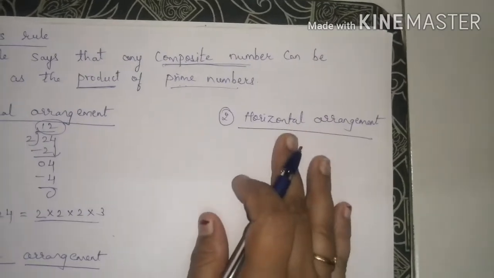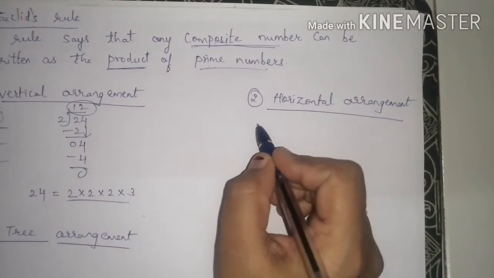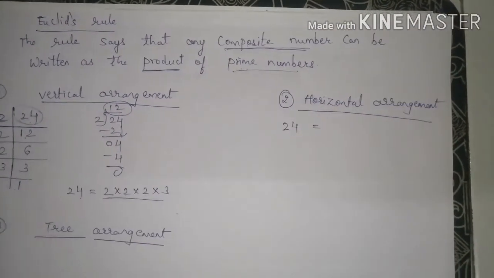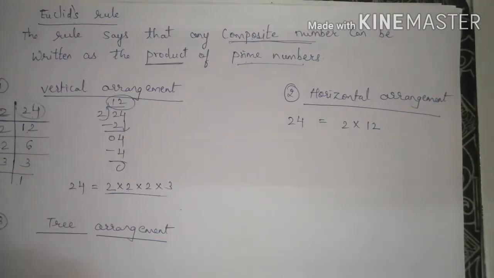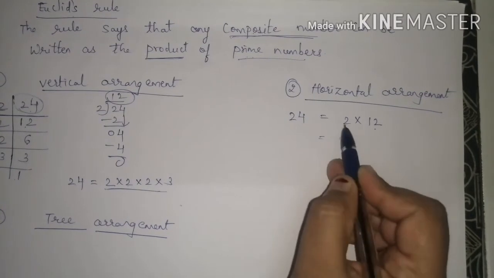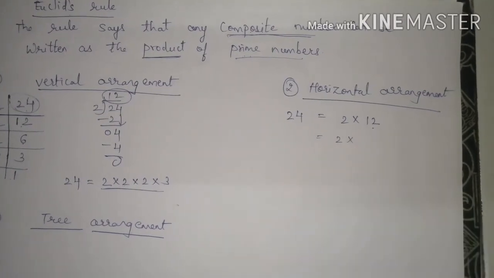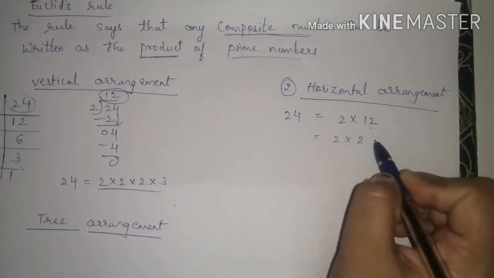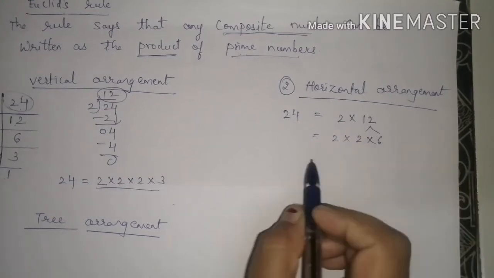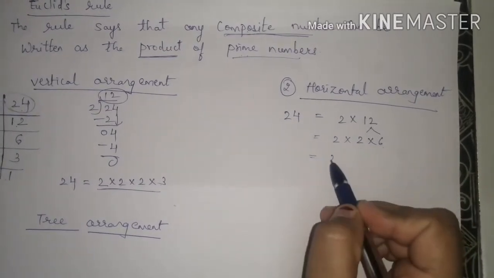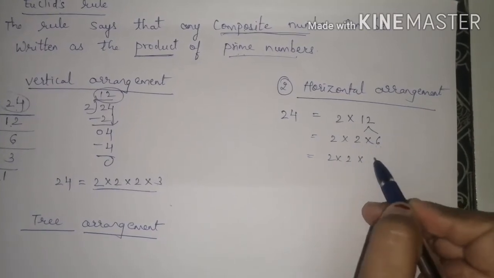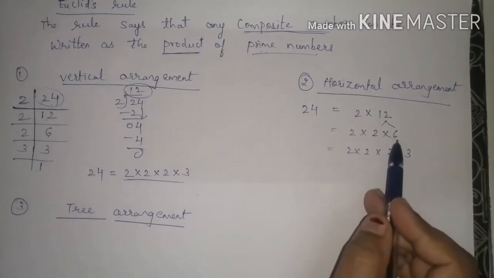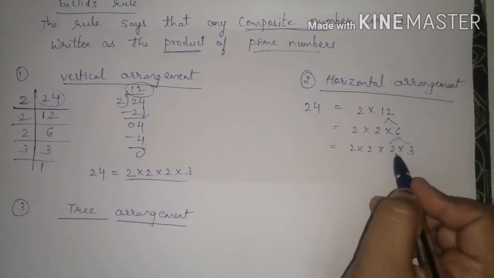Now horizontal arrangement, the second method. We will take the same example, 24. Now 24 you can write as 2 times 12. Yes or no, children? Again this 12, this 2 will keep as it is. Again this 12 can be written as 2 times 6. Again this 2 into 2, this 2 will keep as it is. 6 factors we have: 2 into 3. This 6 again can be written as 2 times 3.